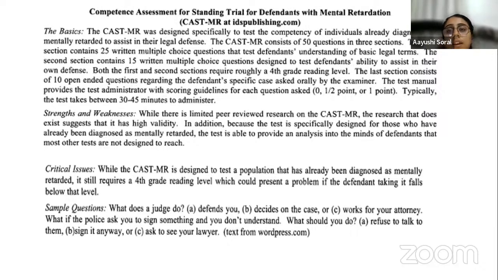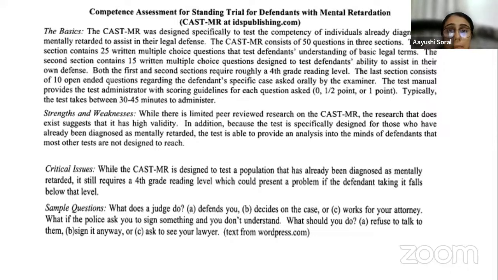See, because this is specifically for MR, you can't use this with a normal client. You need to be diagnosed with MR or an intellectual disability, and only then can you administer this tool, because it has a fourth-grade reading ability level. A person who is illiterate or does not hold the fourth-grade reading ability won't be of much use for this test.